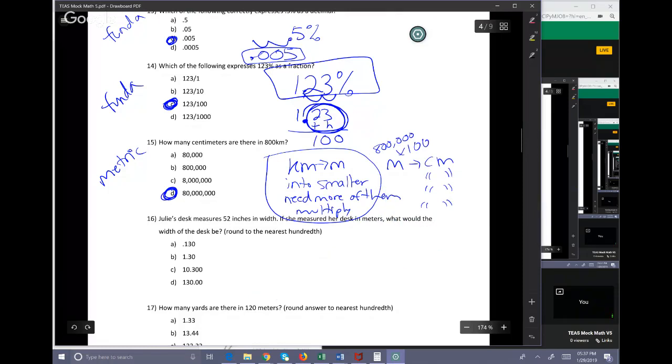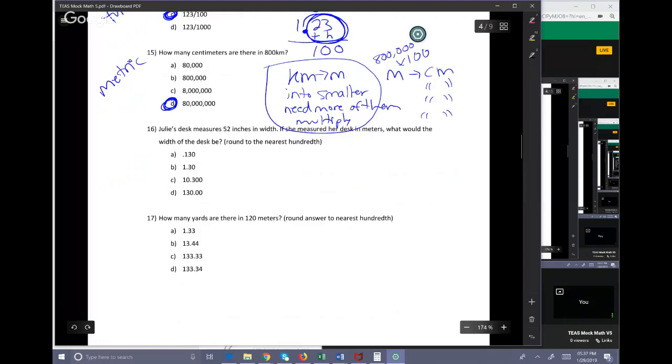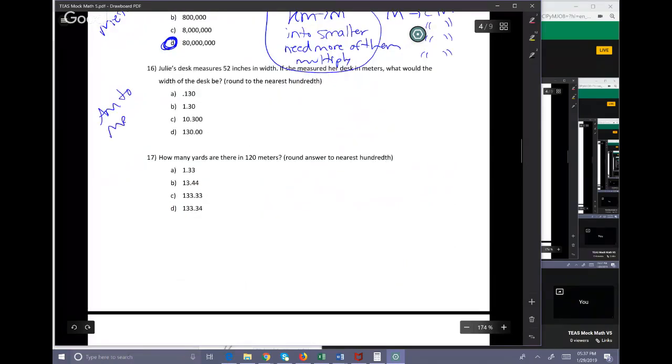16 and 17 are American to metric or metric to American. I consider them the same thing. The key to these is your flow chart. Both of these, the key is you have yards to feet to inches to centimeters. You're either going to start within the flow chart or you're going to start on the right-hand side of the flow chart prior to even having centimeters.